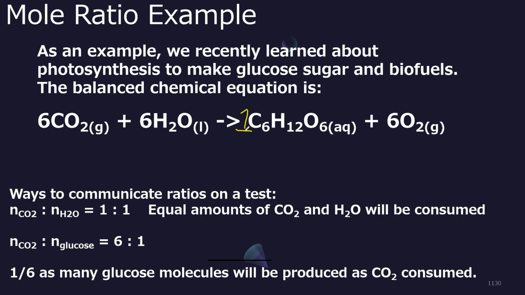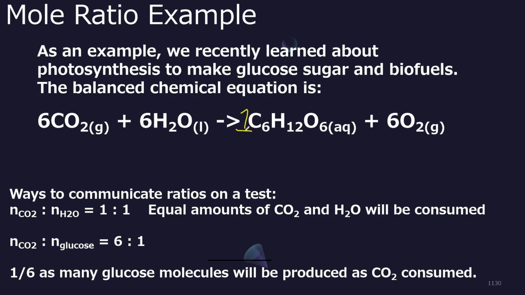So how do you communicate ratios on a test or an assignment, for example? I'd recommend like this: n subscript CO2 to n H2O. The ratio of n CO2 to n H2O is equal to 1 to 1. They have a 1 to 1 ratio. This means equal amounts of CO2 and H2O will be consumed. That's a pretty clear way to communicate this, I think.